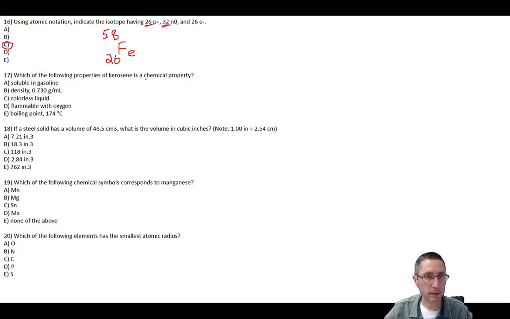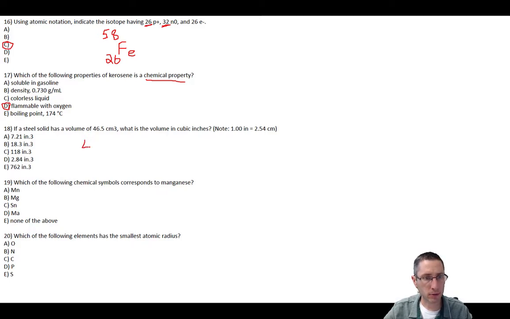17, which of the following properties is a chemical property of kerosene? Keywords are flammable or reactivity for chemical properties. So flammable with oxygen, that's the chemical property that it burns. The rest are physical properties.